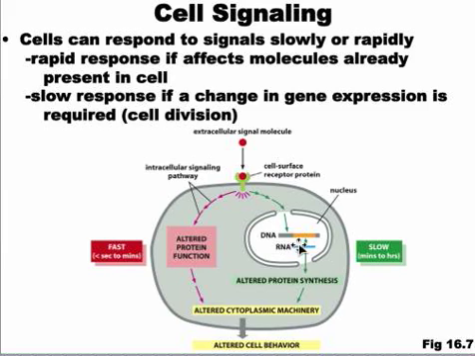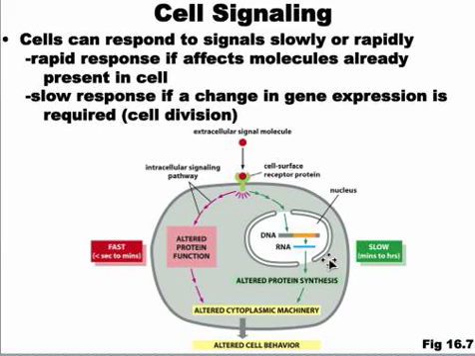Now, in the slow response, this is going to cause a change in gene expression. So what has to happen is that our signal has to be relayed to the nucleus. We're going to activate transcription of a gene. It's going to be made into RNA. The RNA will be processed. It will be exported to the cytoplasm. It will be made into protein, and then we now have the protein made that can alter our cytoplasmic machinery, and this is what can alter our cell behavior.